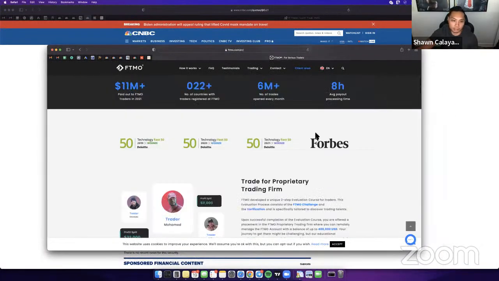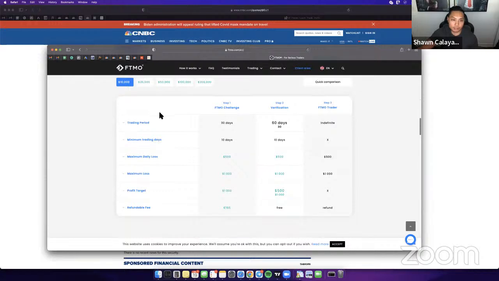So here's FTMO, right? The requirements here require that you trade a minimum of 10 trading days. This means that you have to take at least one trade for 10 days. So you have 30 days to trade. Within those 30 days, you have to execute at least one trade for 10 days.